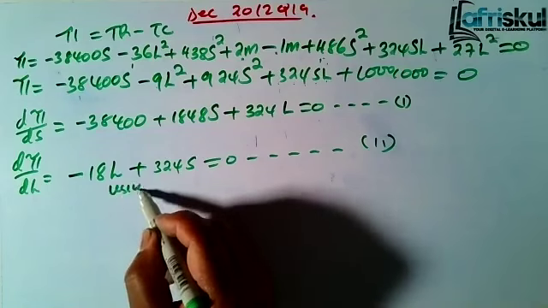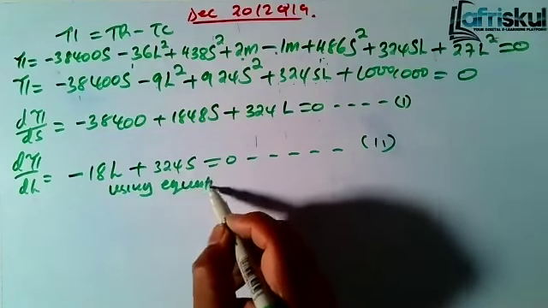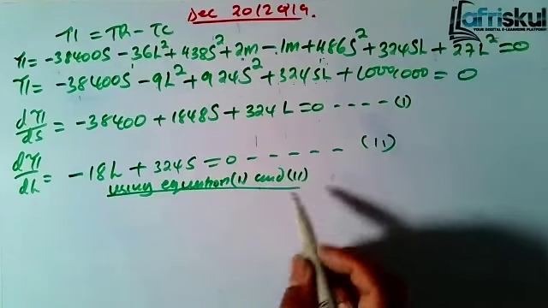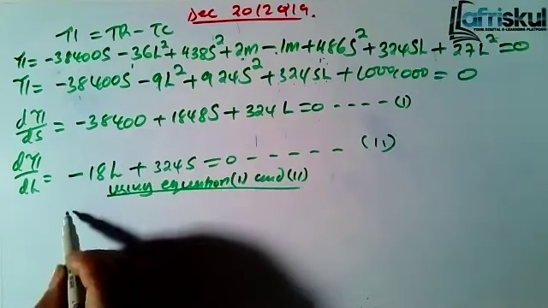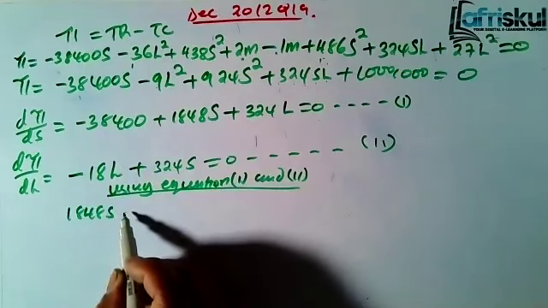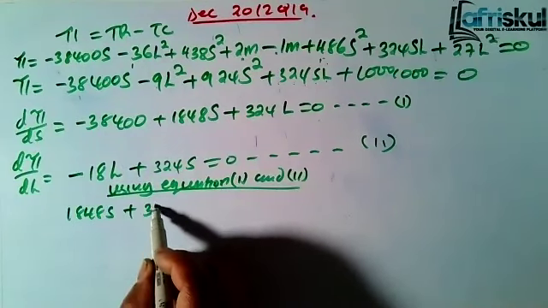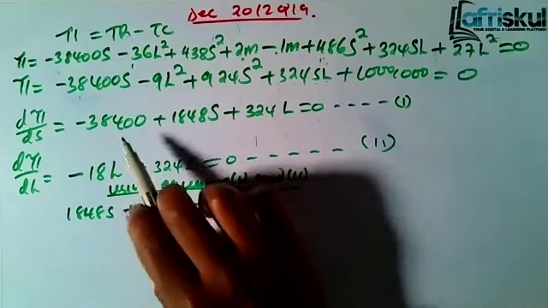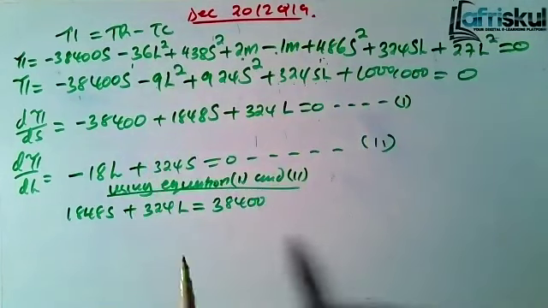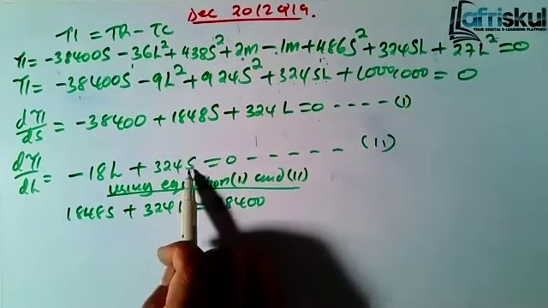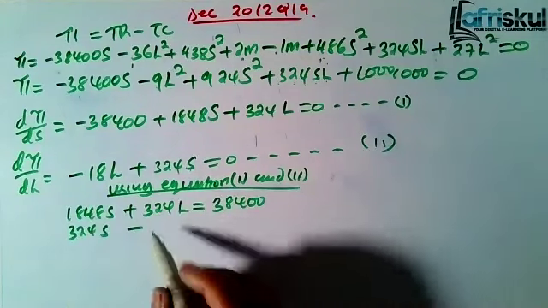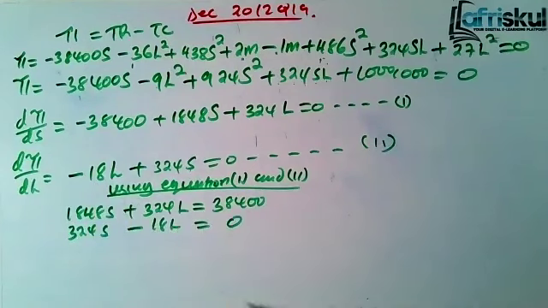Now using equation 1 and 2. Like the first equation itakuwa 1848S plus 324L is equals, hii wacha nipeleke the other side, so equal positive 38,400. Then equation 2, wacha nianze na S, so it will be 324S minus 18L is equals to 0.